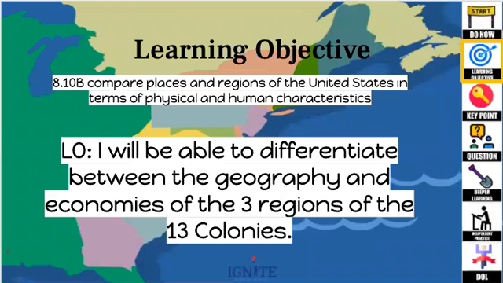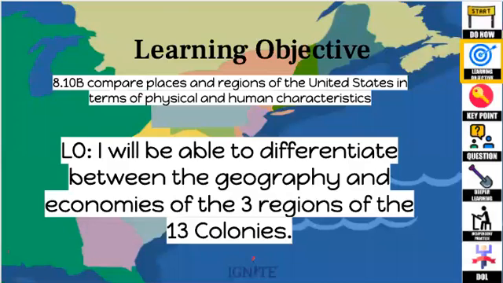Hello, everybody. Thank you for joining us for TEAC 8.10b, the Economic and Geographic Features of the 13 Colonies. Today's TEAC, compare places and regions of the United States in terms of physical and human characteristics. Your learning objective: I will be able to differentiate between the geography and economies of the 3 regions of the 13 colonies.